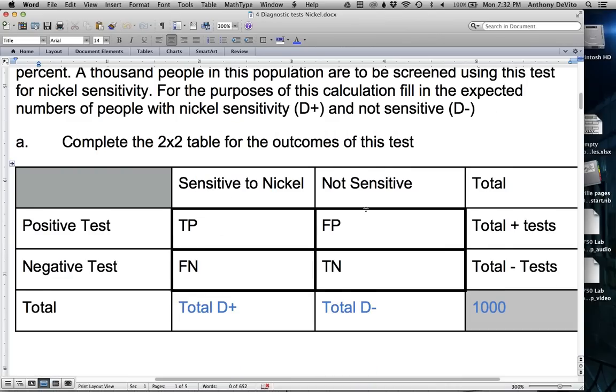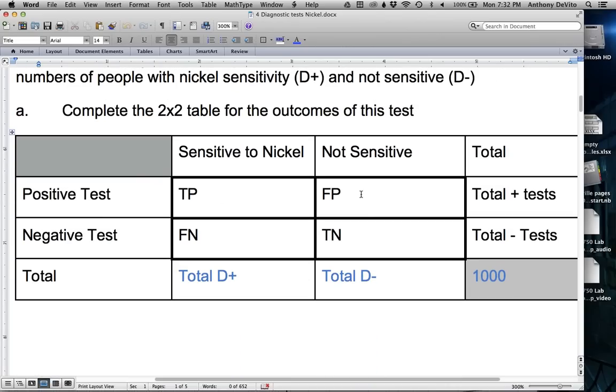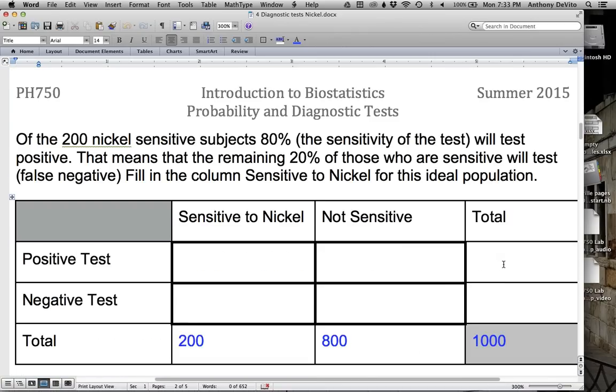Okay, let's apply this. First of all, when we draw our diagnostic table, our crosstabs, or contingency table, we always set this up so that the test outcome is in the rows, and whether the person has the disease is in the column, right? So everybody in the top row tested positive. Every bottom row tested negative. Everybody in the first column is sensitive to nickel. Everybody in the second column is not sensitive to nickel. And then we can add up the totals of the various columns. Okay, so let's go ahead and actually work on this.